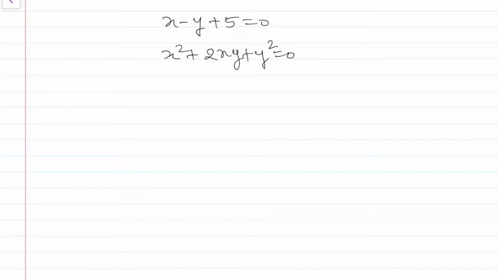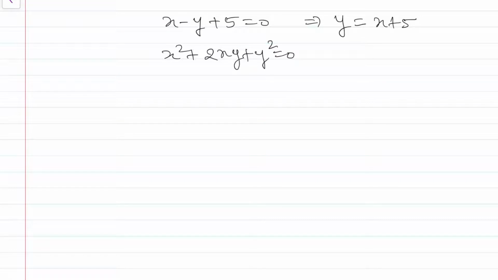Now first consider these two equations: x minus y plus 5 equal to 0, and x square plus 2xy plus y square equal to 0. Now find the value of y in terms of x. In the first case, we can easily find the value of y in terms of x, and it will be y is equal to x plus 5. But in the second case, we cannot easily find the value of y in terms of x.